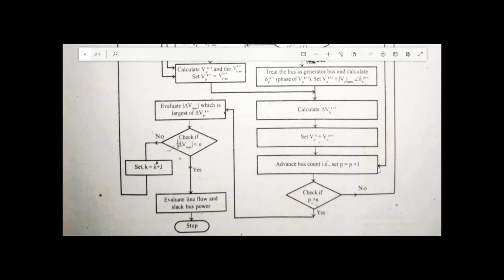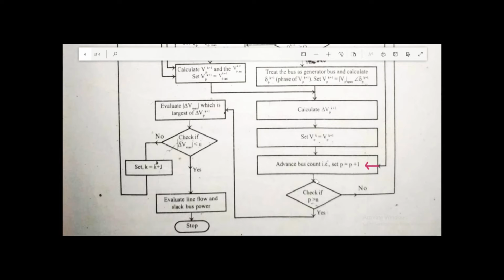In order to proceed to the next bus, your bus count P should be equal to 2, isn't it? So let's see, is there some other command like that? You found that it is a slack bus, so you are going to move in this direction, moving downwards. Yes, you reached here. What is there here? No, you are not doing anything. You are simply setting the bus count P equal to P plus 1. Now your bus count becomes equal to 2.